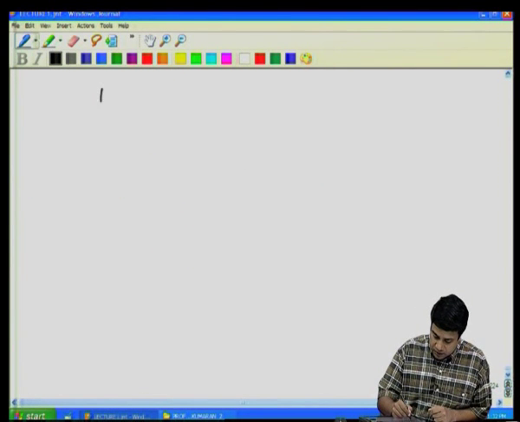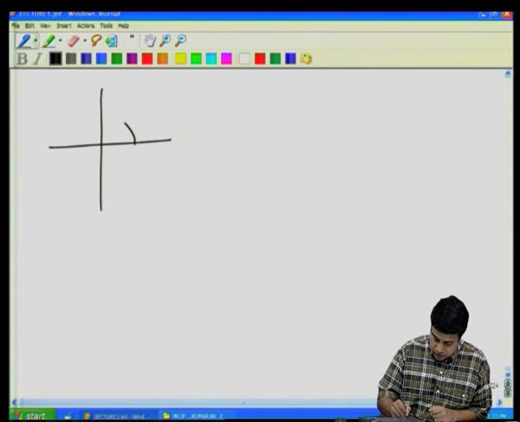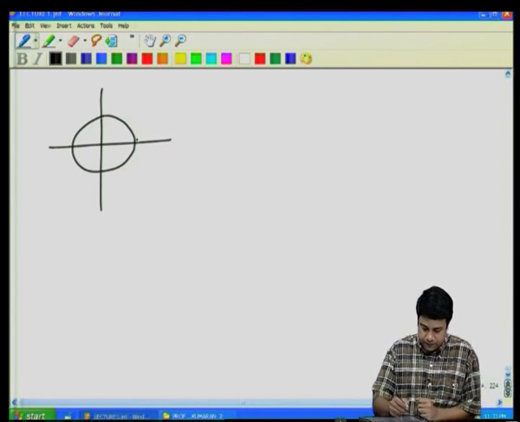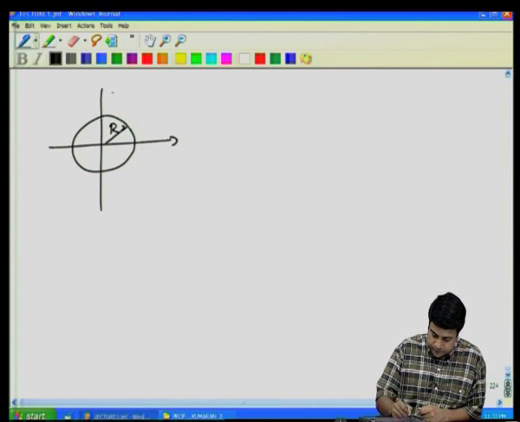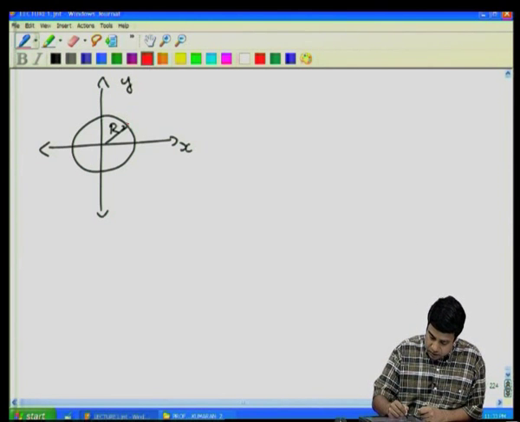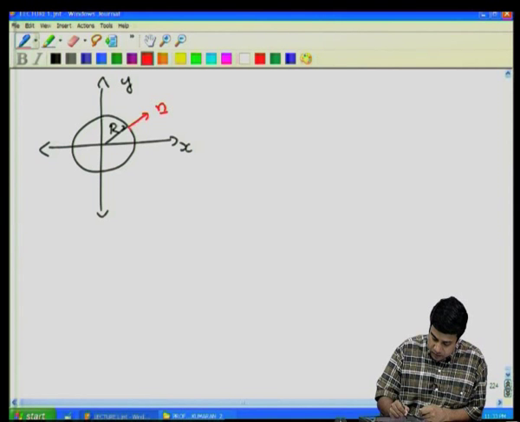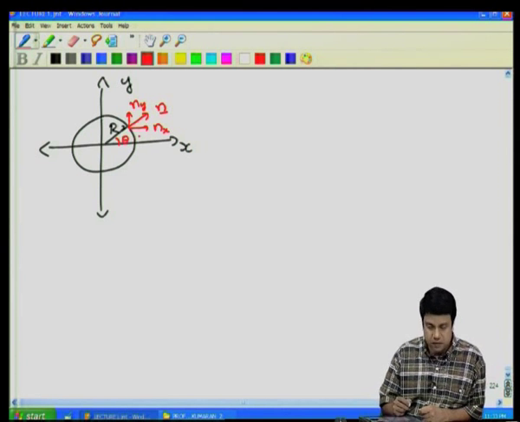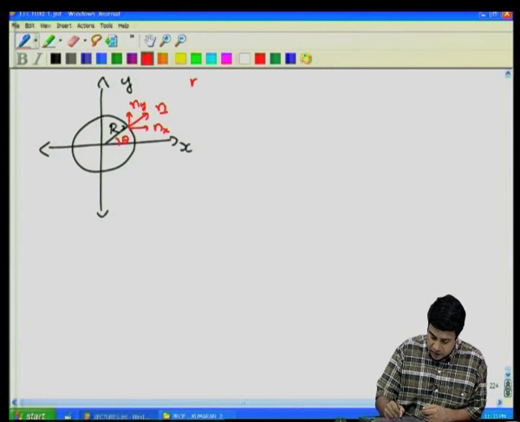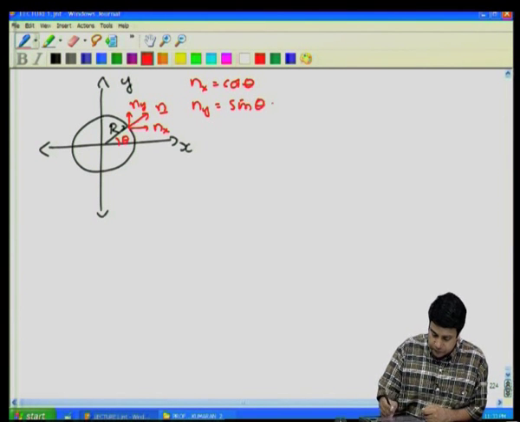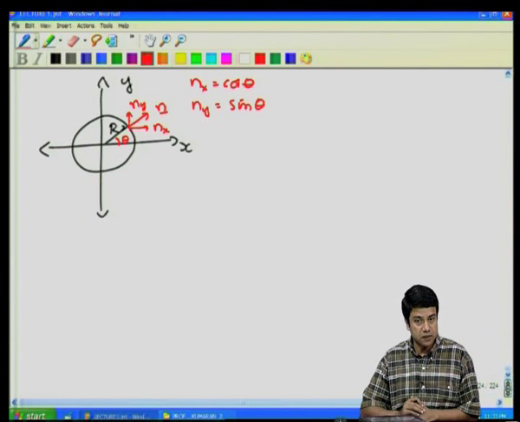So, we want to calculate the force on the cylinder. The cylinder has radius r, with coordinates x and y. The unit normal to the cylinder at the surface, n, has two components, nx and ny. With the angle theta, nx will be equal to cos theta and ny is equal to sin theta. How do I calculate the force? First, I calculate the pressure. Then, from that, I integrate over the surface to get the force.